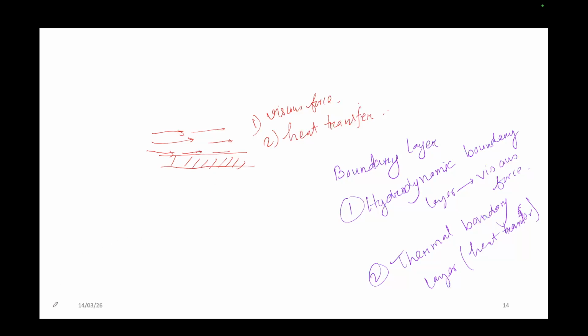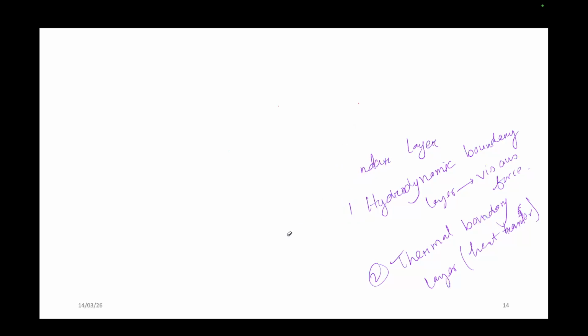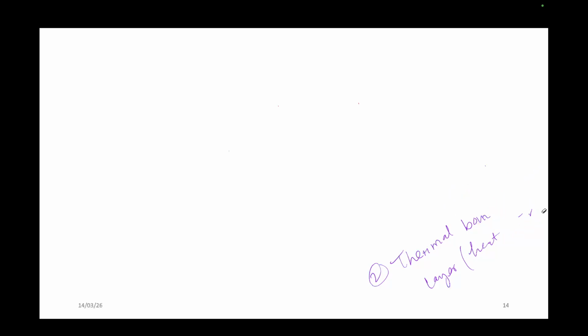Now I am going to give this in detail. So we'll come to the hydrodynamic boundary layer. You just remember the two boundary layers. One is because of the fluid flow or the viscous force. The next is because of the temperature gradient or the heat transfer. In these courses we require both of them. Both are quite essential. But if we talk only about fluid mechanics, understanding the hydrodynamic boundary layer is sufficient.